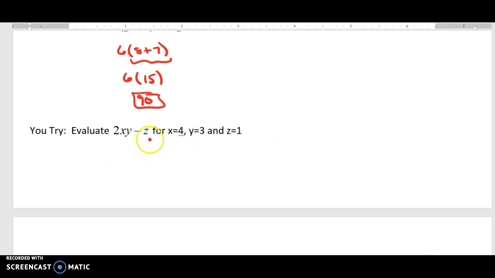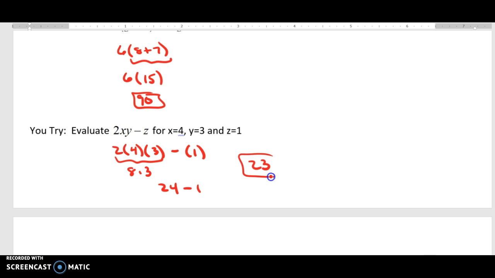And the last one here. So we're going to do 2 times kick x out, replace it with 4, times kick y out, replace it with 3, minus kick z out, replace it with 1. Technically, you don't have to use parentheses there. It's just a good habit to get into. Now, 2 times 4 is 8. 8 times 3 is 24. 24 minus 1, you should have gotten 23. Okay.